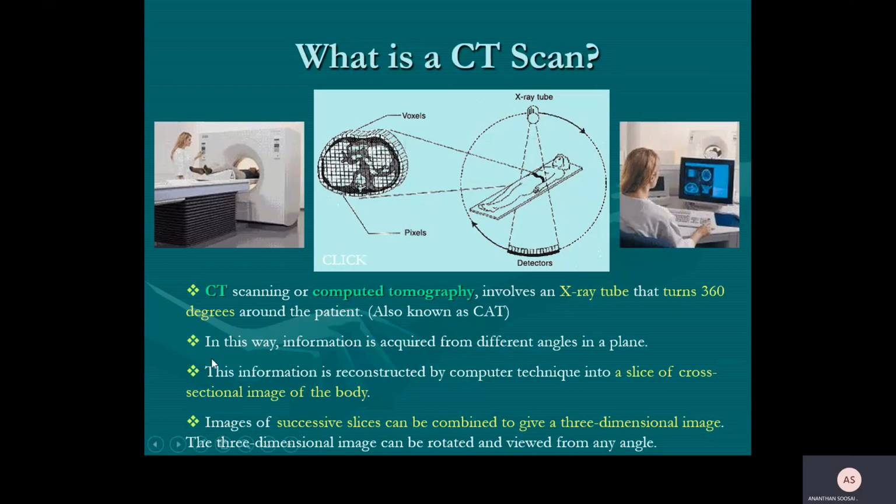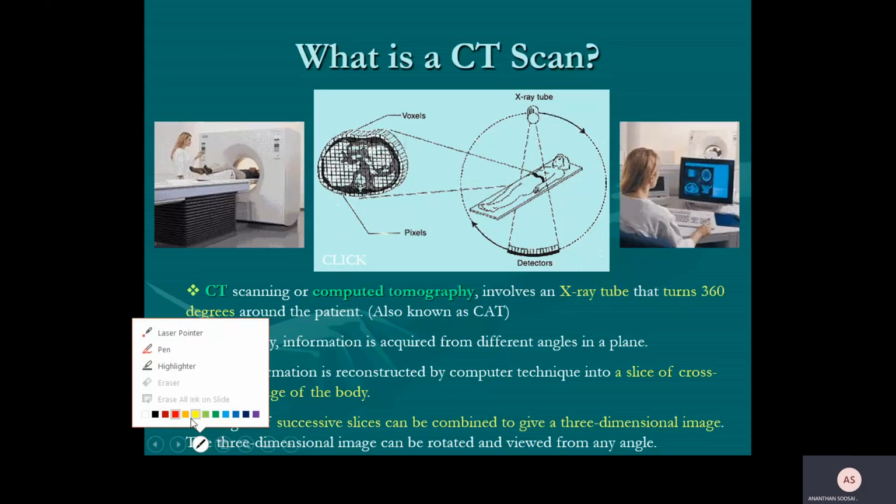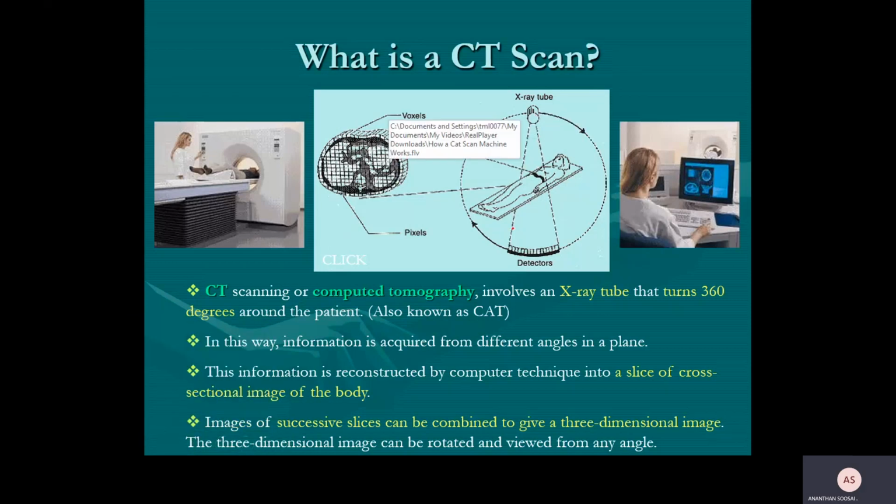So this tube takes an image first. Then the X-ray tube will be located here, and it will take an image here. Then the detector also turns. The detector will be here, and the X-ray tube will be here. Kind of like that. It rotates 360 degrees.